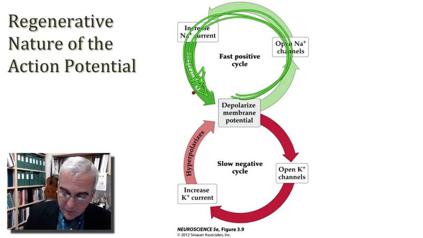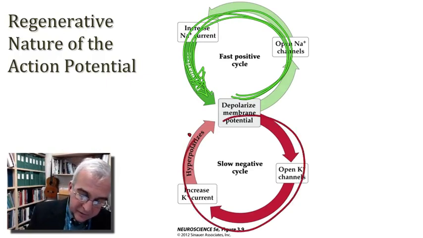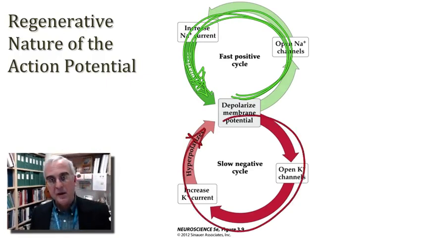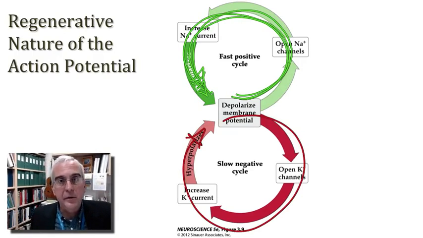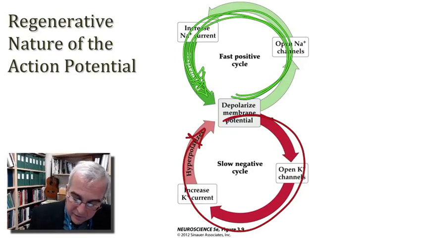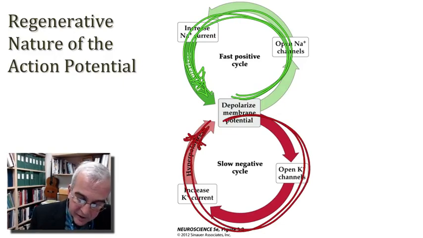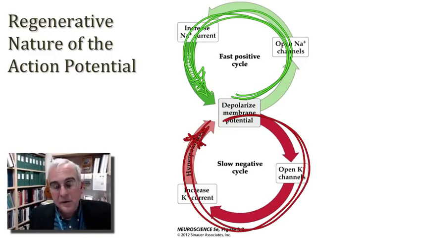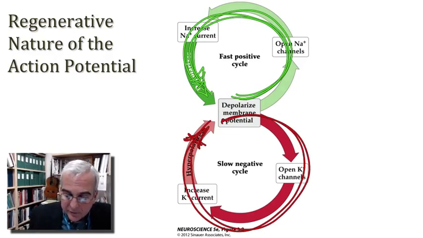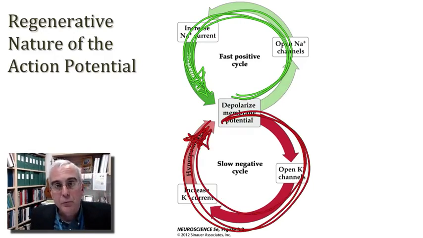But we also have a slower negative cycle. And this is set into motion as the membrane begins to depolarize and the permeability channels for potassium begin to open up more slowly, but as they do, potassium channels are opening, potassium is leaving the cell, and this leads to more of a negative feedback, promoting the repolarization and eventually the undershoot of the membrane potential.